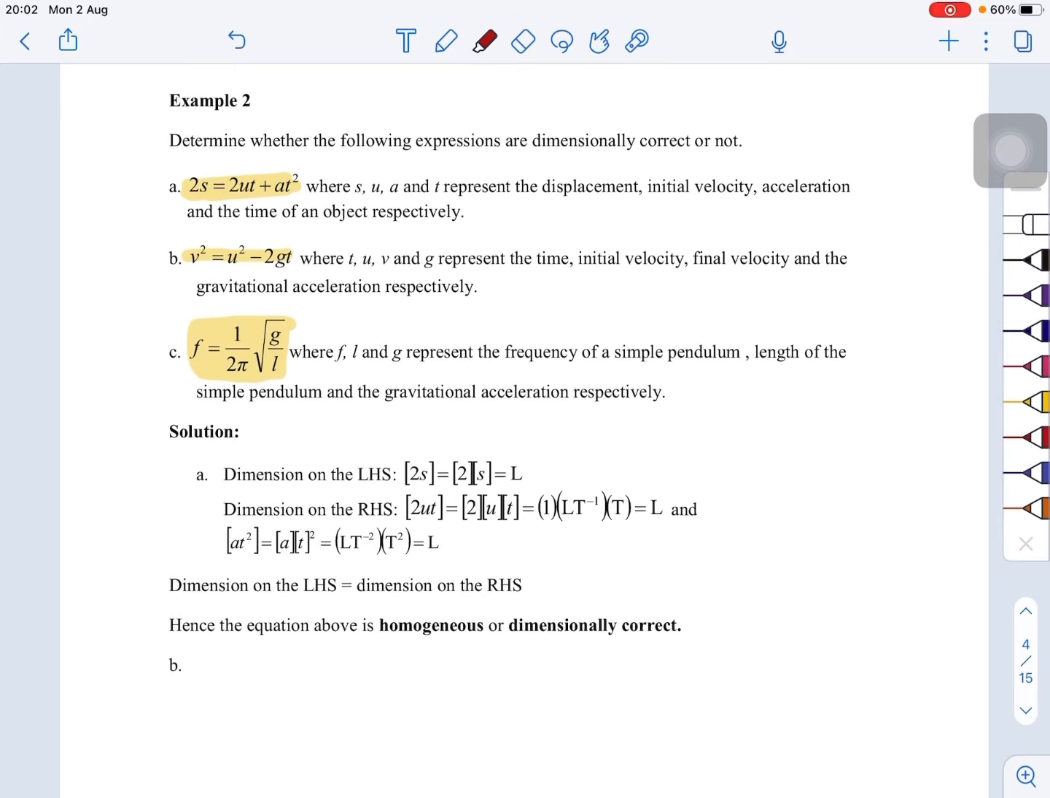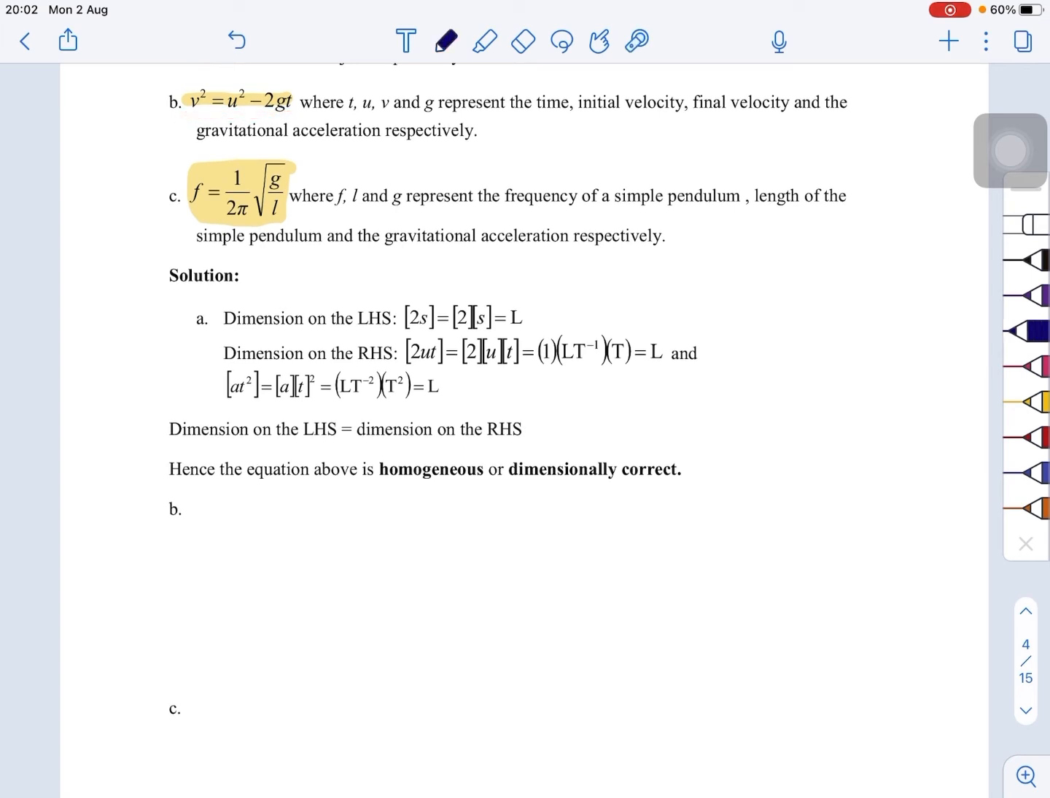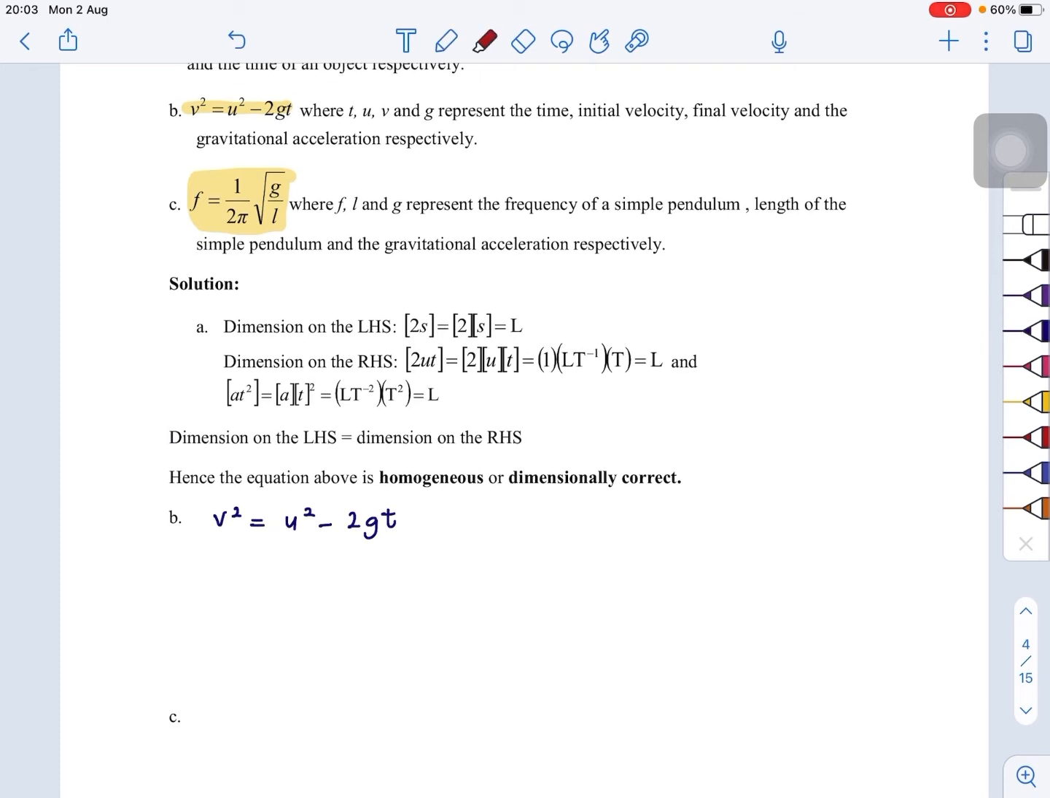Okay, so kita tengok example number 2. So example number 2, here we have actually 3 example. Tapi example A ni dia sudah buatkan dekat sini. So you just look at it later. So I'm going to discuss soalan B. We have V square is equal to U square minus 2GT. Okay, so now we have 3 terms. Kita ada term yang pertama, term yang kedua, term yang ketiga. So kita akan buat one by one.